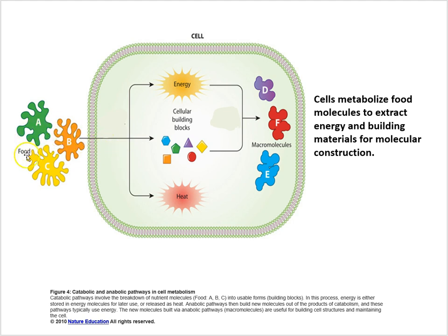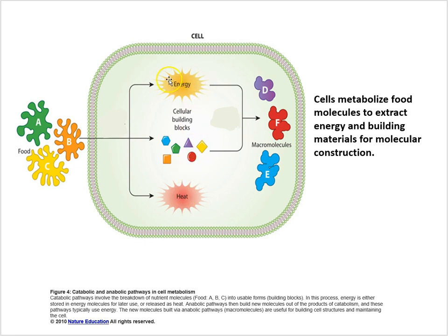Food is a source of energy and building materials. The cell is going to break apart the food molecules to retrieve that energy stored in the chemical bonds of the food molecules. In addition, some of the food molecules can be used as building materials. Now, when you extract the energy from food, some amount of heat is released to the environment. And this is why all living things generate heat.